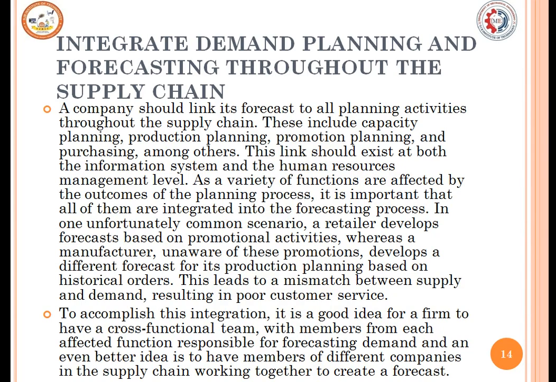Here a company links its forecast to all the planning activities throughout the supply chain. This includes capacity planning, production planning, promotion planning and purchasing, among others. This link should exist at both the information system and the human resources management level, as a variety of functions are affected by the outcomes of the planning process. It is important that all of them are integrated in the forecasting process.